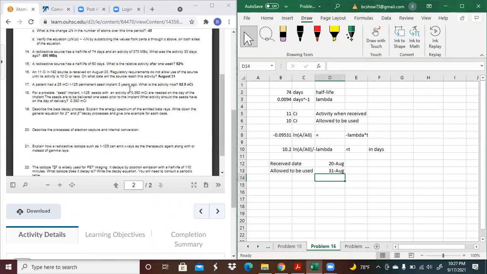Okay, problem 16. We've got an 11 Curie iridium-192 source, and it is received on August the 20th. Regulatory requirements do not allow use of the source until its activity is 10 Curie or less. So on what date will the source reach this particular activity? Now we're going to be looking at whole days here. We're not looking at half days, because we have labor laws and things like that as far as when things will begin.